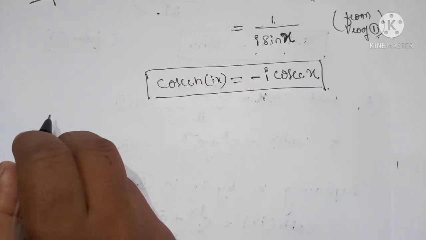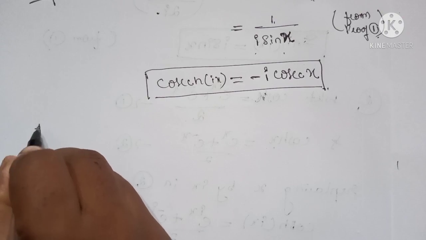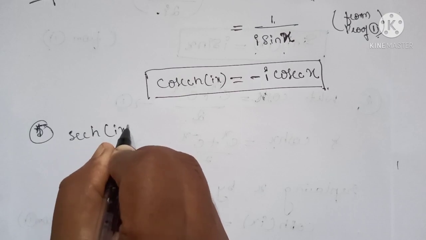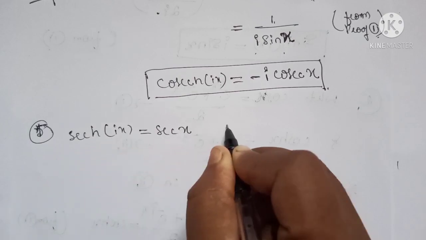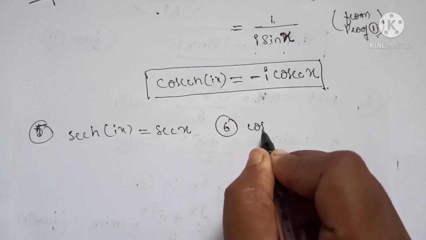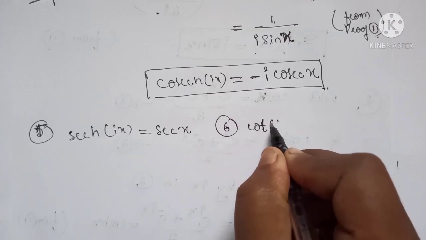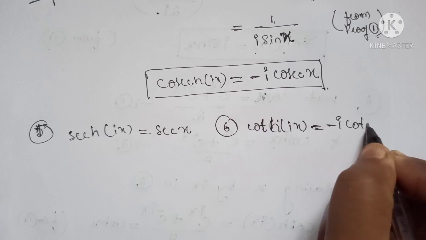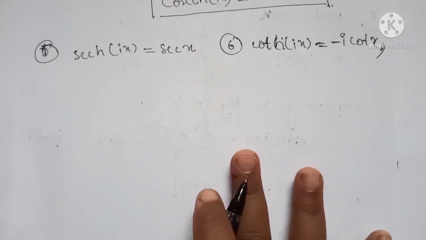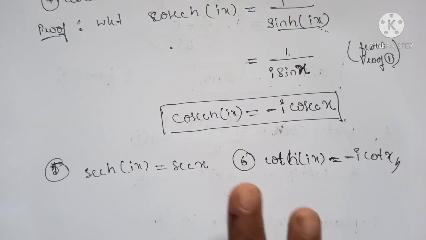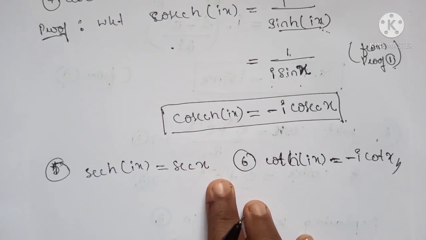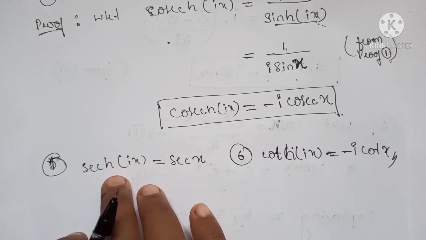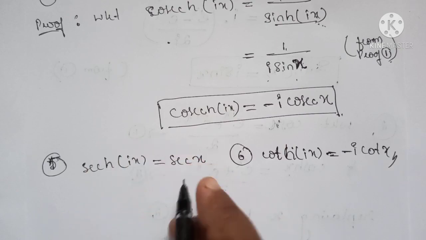So here we can establish the other relations. Fifth one, sech ix equals sec x. And sixth one, coth ix equals minus i cot x. You try these two by yourself. So these are the relations between circular and hyperbolic functions of this first step. That means if we have a hyperbolic function, this can be transformed into a circular function by using these forms.